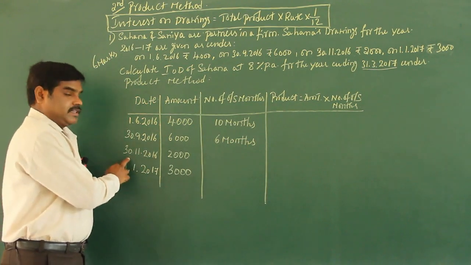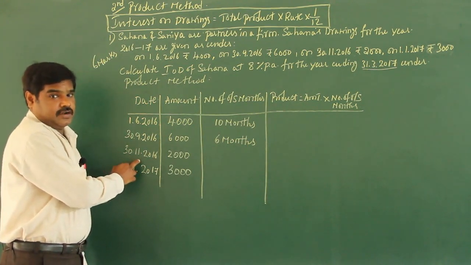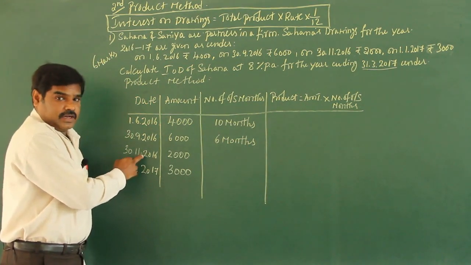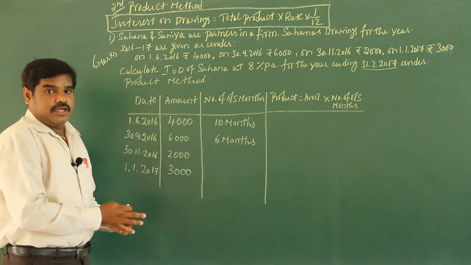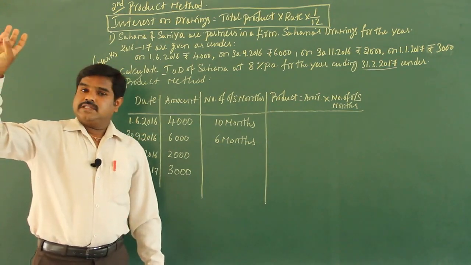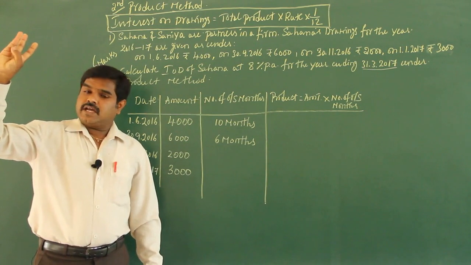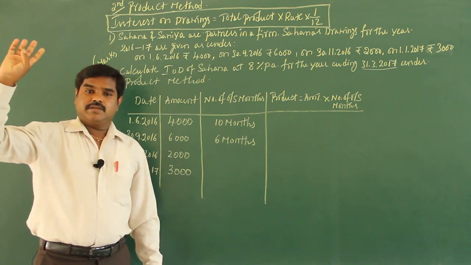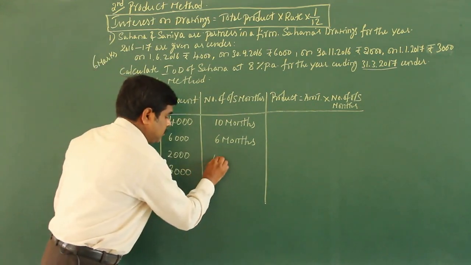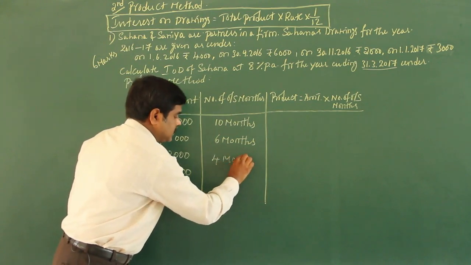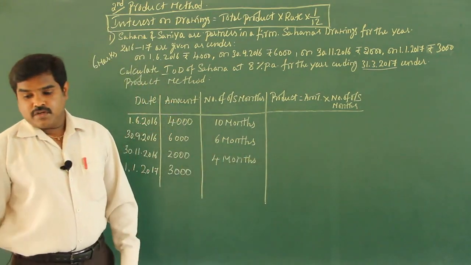Go to the next one, 30/11. Of course, it is the last day of November, so exclude November and calculate from December, January, February, March. The outstanding period will be 4 months.